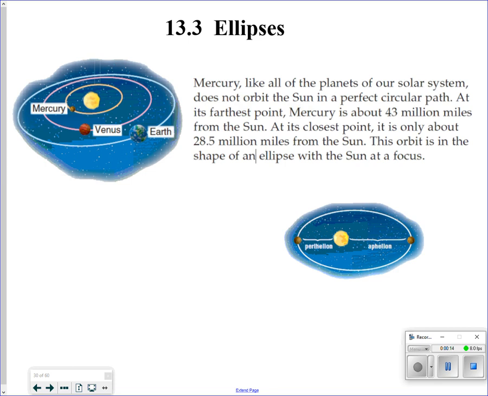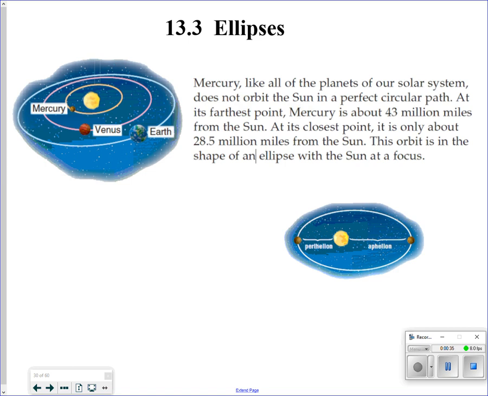Mercury, like all the planets in our solar system, does not orbit the sun in a perfect circle. At its furthest point, Mercury is about 43 million miles from the sun, and at its closest point, it's about 28.5 million miles from the sun. This orbit is in the shape of an ellipse with the sun at a focal point. So an elliptical shape is the best way to describe it.